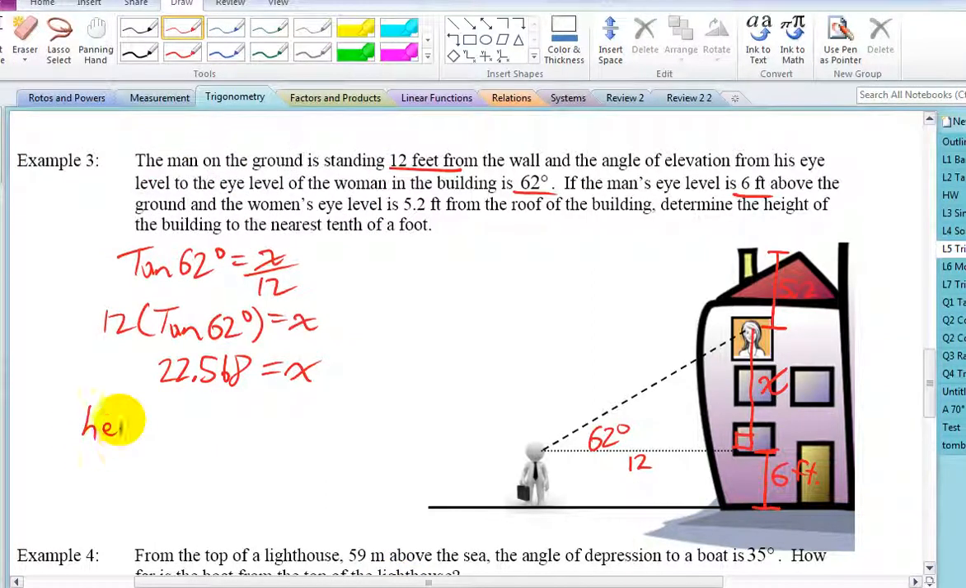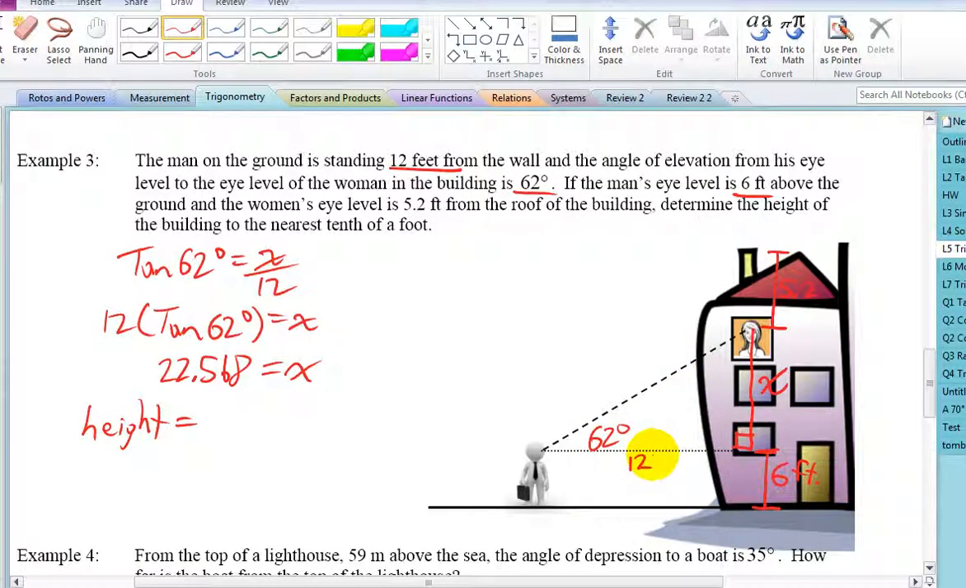Okay, so how do we find the height then of the building? Yep, Jasmine? You would do tan 62 degrees equals x over 12. Good. Opposite and adjacent. We label it with SOH CAH TOA. We don't know anything about the hypotenuse, so we can't use sine or cos.